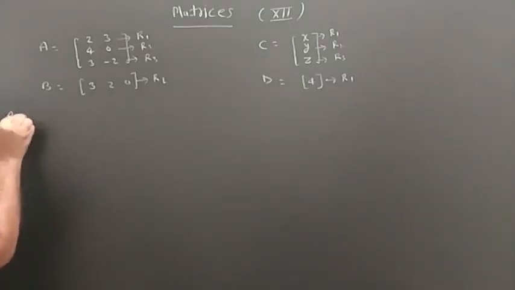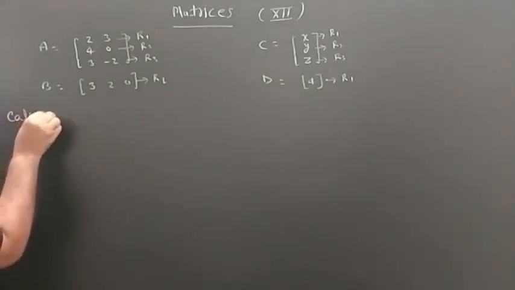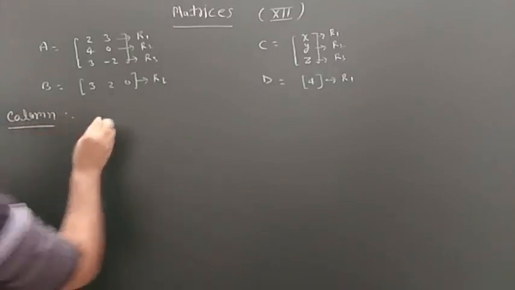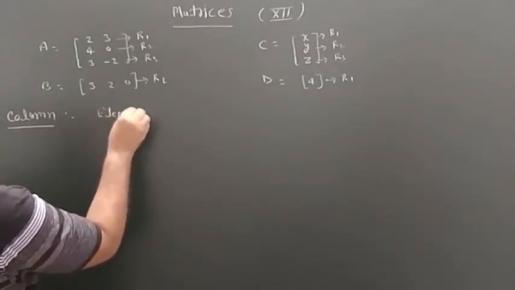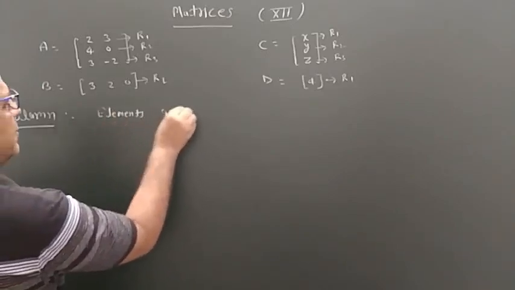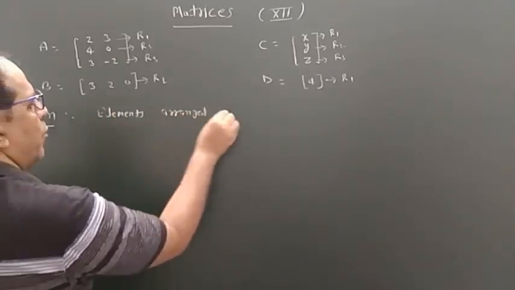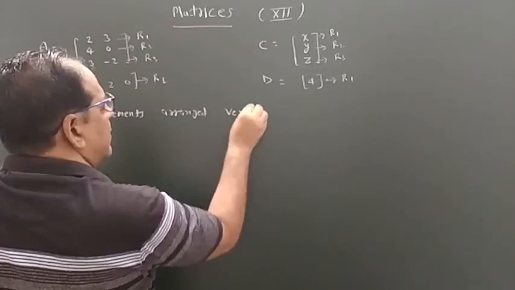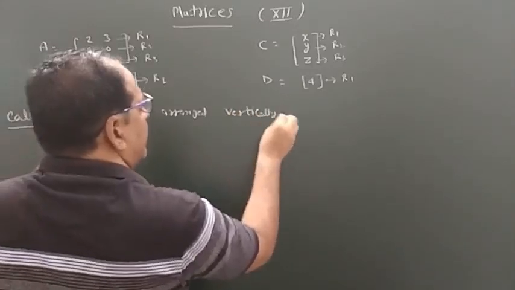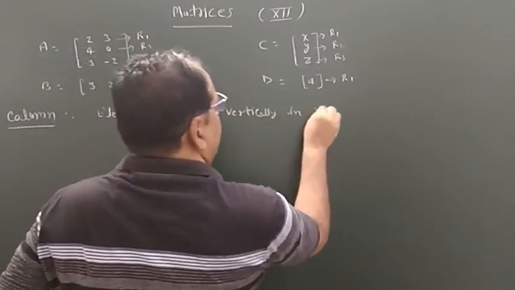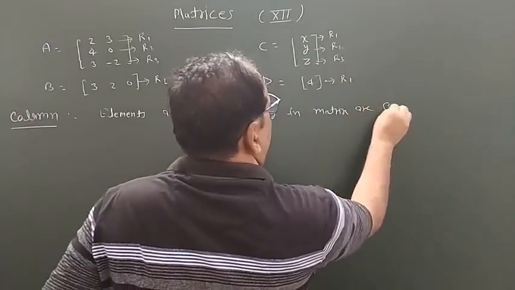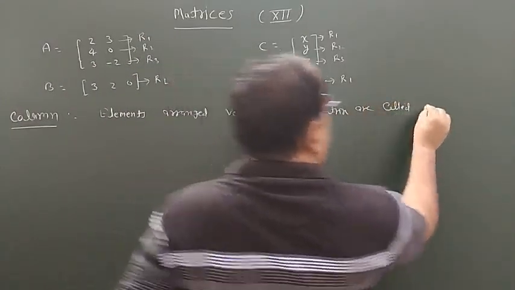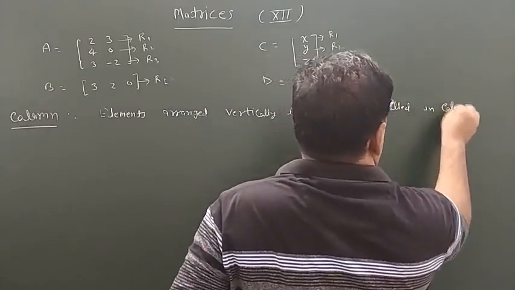Now the next word, column. Elements arranged vertically in a matrix are called columns.